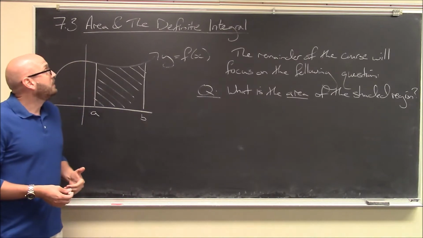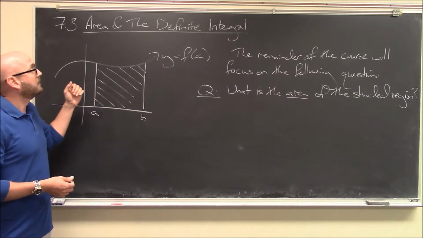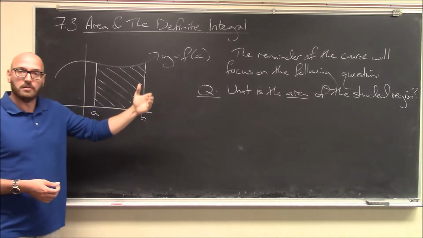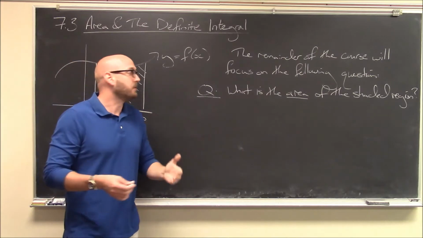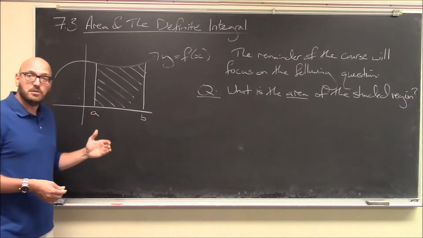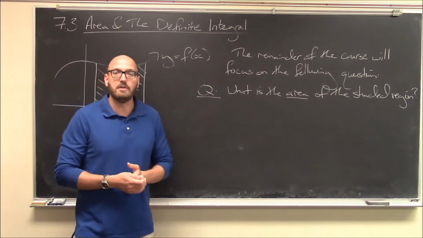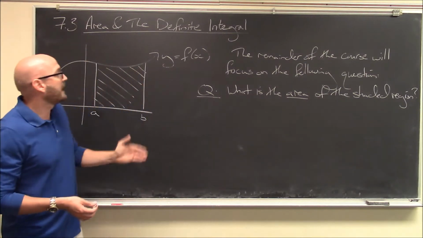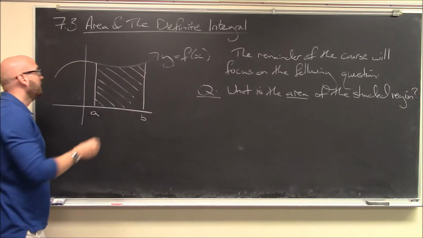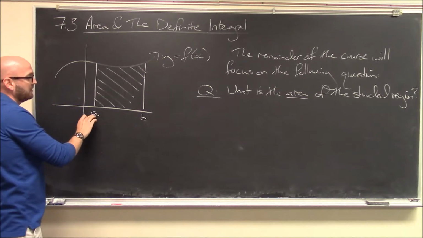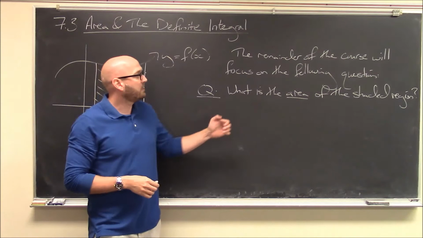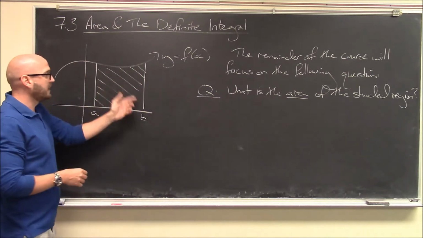Today we're going to move on and talk about this idea of area under a curve and the so-called definite integral. So different from the indefinite integral. And this following question is going to make up the bulk of everything we do for the remainder of the course. Here I have a curve, y equals f of x, and I've just indicated here's x equals a to x equals b, and the question is, what is the area of the shaded region?